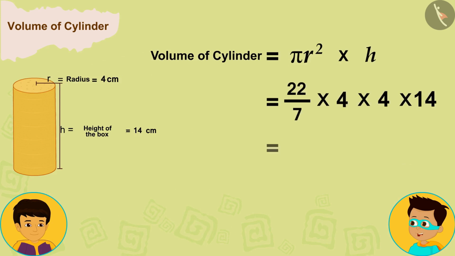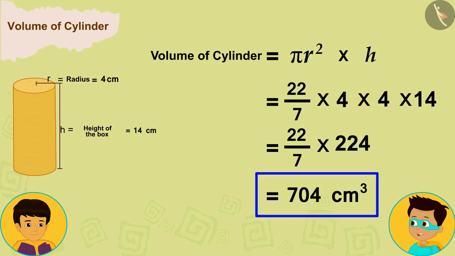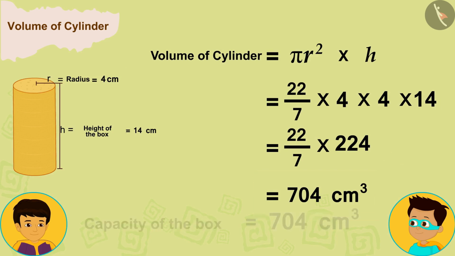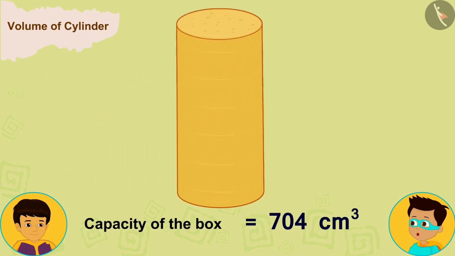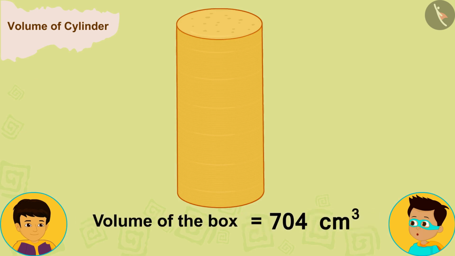In this way, we come to know that all the papads are taking a space of 704 centimeters cube in this box. In other words, the capacity of this cylindrical box is 704 centimeters cube. And because the capacity of the box is equal to the volume of the box, we can say that the volume of the box is 704 centimeters cube.